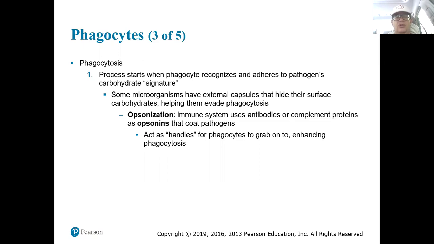Okay. And some microbes will have a capsule to hide their surface so it's harder to see them. But the immune system makes these little hunter-seeker probe things, these antibodies, and complement proteins. They can grab onto these surface molecules, these antigens. And when they do, the term there, opsonization, says the immune cell uses antibodies and complement proteins as opsons that coat pathogens. That's, I believe, a Greek-derived word, but what it means is to make tasty.